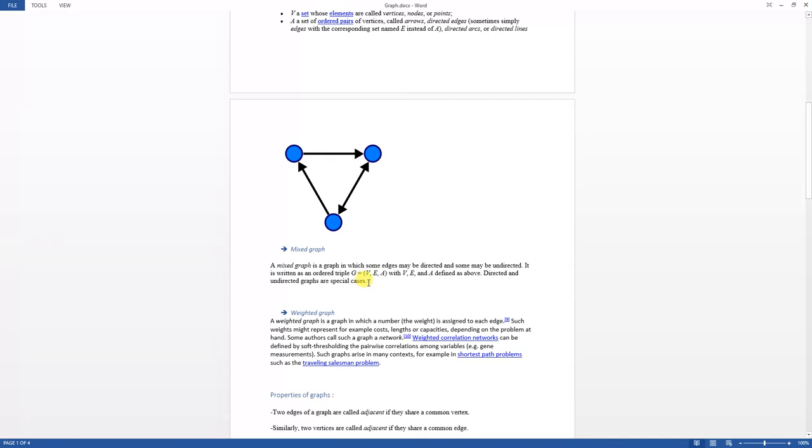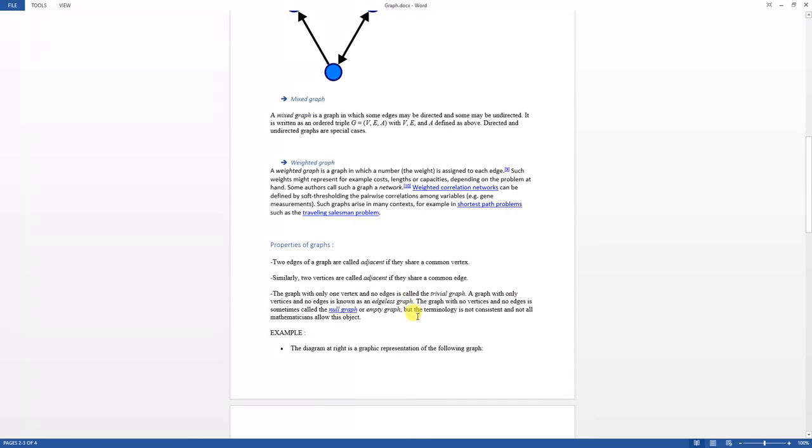Weighted graph. A weighted graph is a graph in which there is a number assigned to each edge. Such weights might represent costs, lengths, or capacities depending on the problem at hand. Some authors call a graph a network. There are a lot of algorithms like shortest path and traveling salesman problem in which such graphs arise.